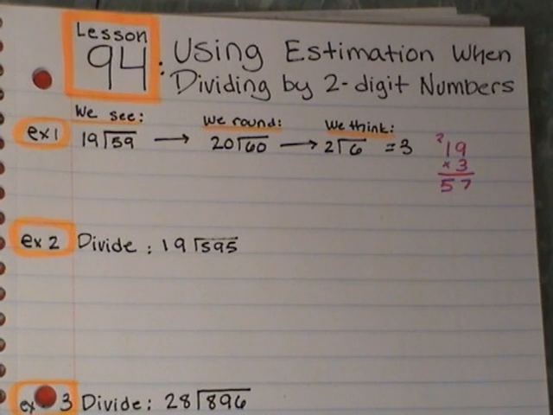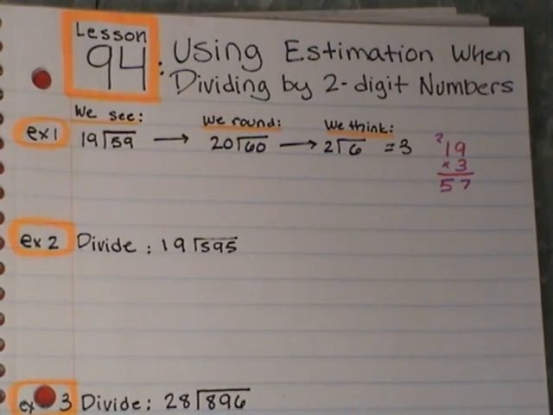Now sometimes we might guess the number after using compatible numbers and it won't fit. But then we can see where our number is. If 57 was really, let's say 61, if we ended up with 61, it's a little bit more than 59. Then we would know, okay, 3 doesn't work, let's go down and try 2. So it really gives you a good starting point when you're dividing by two-digit numbers.